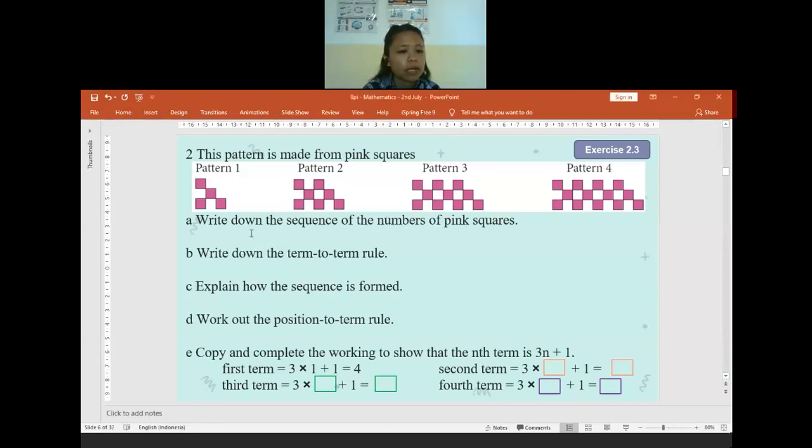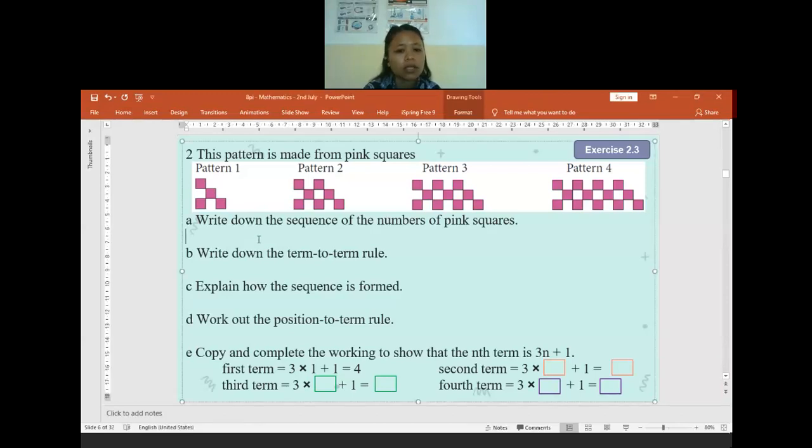What is the answer in question 1A, 2A? Yes, it will be 4, 7, 10, and also 13. Is there anyone confused so far? Okay, this is still easy, I think, for question A. Now for question B, write down the term to term rule. What is the term to term rule? Yes, the term to term rule will be add 3. Good job.